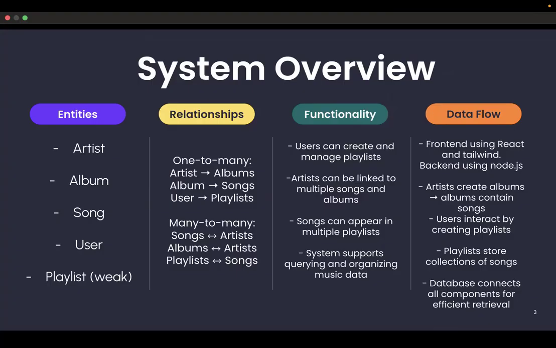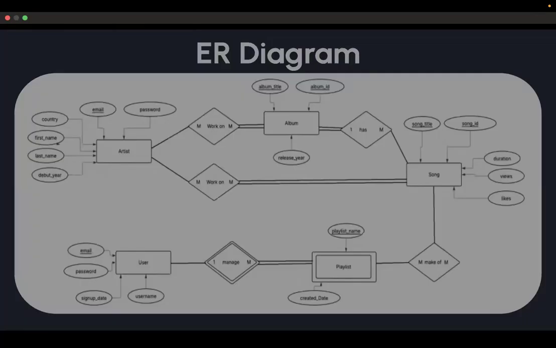So using our app, users can create and manage playlists. Artists can be linked to multiple songs and albums. Songs can appear in multiple playlists, and the system supports querying and organizing music data. You can see through our data flow, the front end uses React and Tailwind, the back end uses Node.js. Artists are able to create albums, and those albums contain songs. Users interact by creating their own playlists, and these playlists are able to store a collection of different songs. And the database connects all of these components for efficient data retrieval.